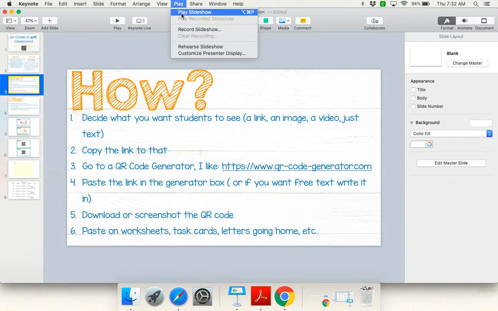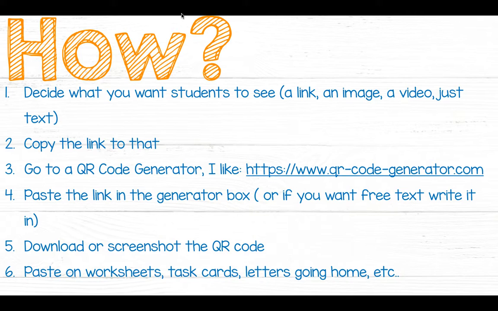So you can paste the link into that generator or the free text like I just showed you. You download or screenshot that QR code. If you're not sure how to screenshot on the device that you're using, a quick Google will do it. Google how to screenshot on a PC, how to screenshot on a Chromebook. And then paste that QR code onto worksheets, task cards, letters going home, wherever it is that you want them to see the QR code.